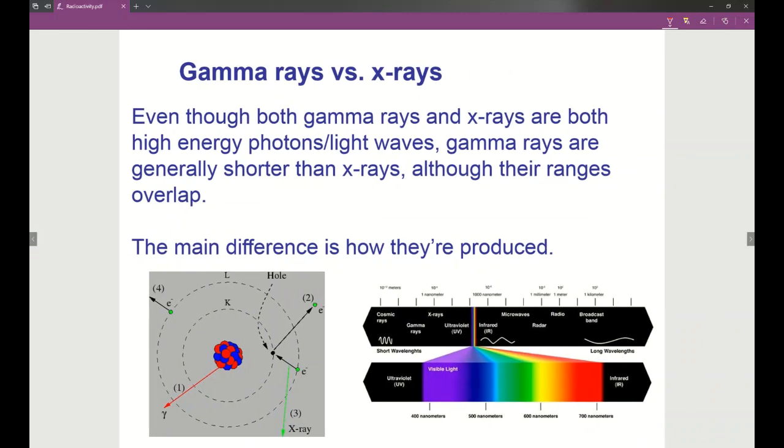Okay. And if you're wondering, you might have also heard of X-rays. Gamma rays and X-rays are kind of similar, even though they are called different things. So let's go over that briefly. They're both very high energy, but the main difference with gamma rays and X-rays is how they're produced. They have roughly the same wavelength, as you can see over here, but gamma rays are, of course, produced directly from the nucleus, as you can see over here, while X-rays are created when the electron and the nucleus interact over here.